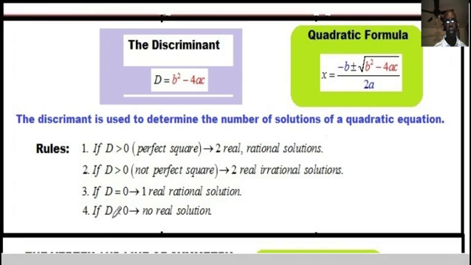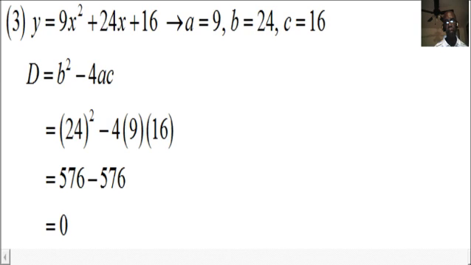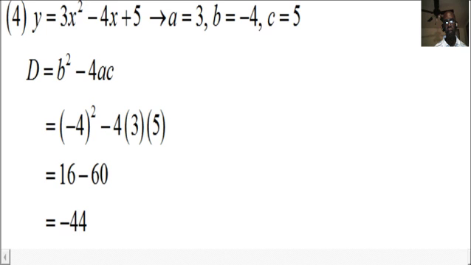If the discriminant is less than 0, meaning d is a negative number, this tells us that the equation has no real solution. Let us look at an example. Given the quadratic function y equals 3x squared minus 4x plus 5, a equals 3, b equals -4, and c equals 5.